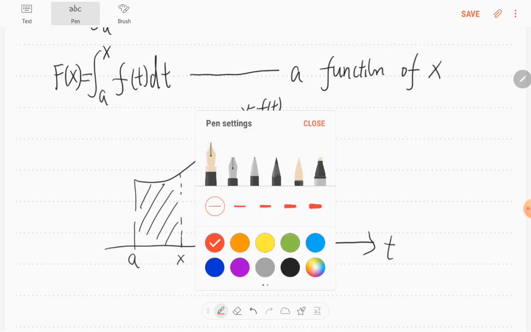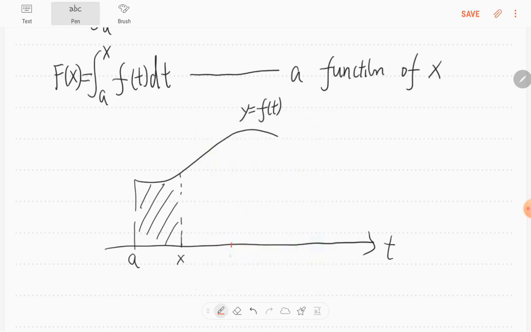If x is here, this integral would be this region. So you see, as x is at different positions, you will have different signed areas, right? The area is different, so it's called an area function.